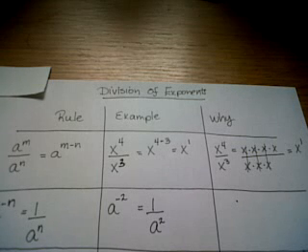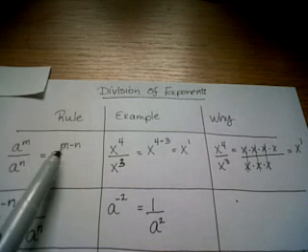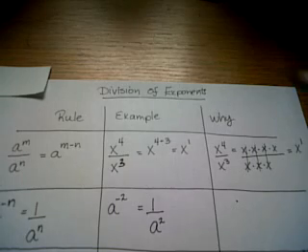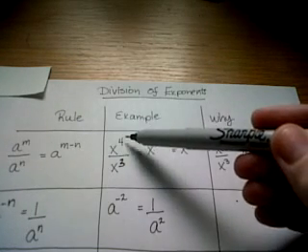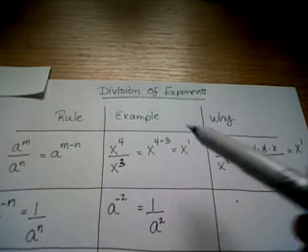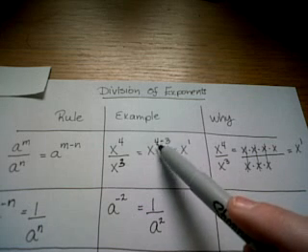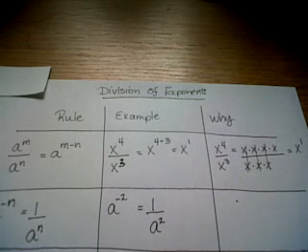So now we're going to take a look at division of exponents, and here we have the rule. It says if I have the same bases raised to different powers, so a to the m divided by a to the n, that is the same as subtracting the powers. An example of that would be x to the fourth divided by x to the third. Well, that's the same as saying x to the 4 minus 3, or x to the first.